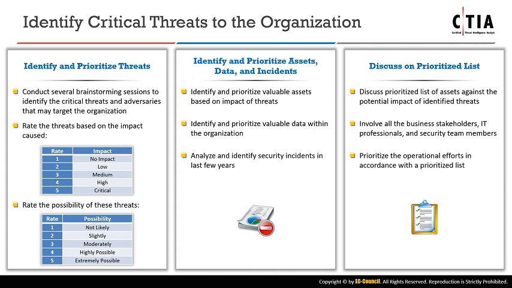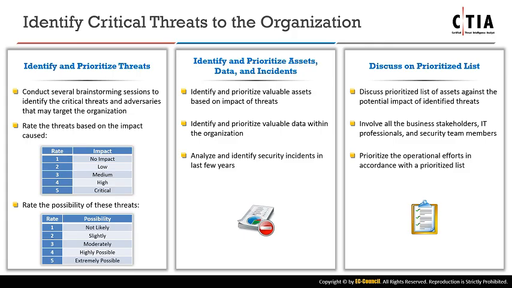Next, discuss the prioritized list. You want to look at the assets, discuss them, and find out which ones have the highest priority. Involve all the business stakeholders, not just the IT department, the IT professionals, and IT security team members, but you need the stakeholders from the departments that own these assets and that have a direct business impact if there was to be any problem with this specific asset.